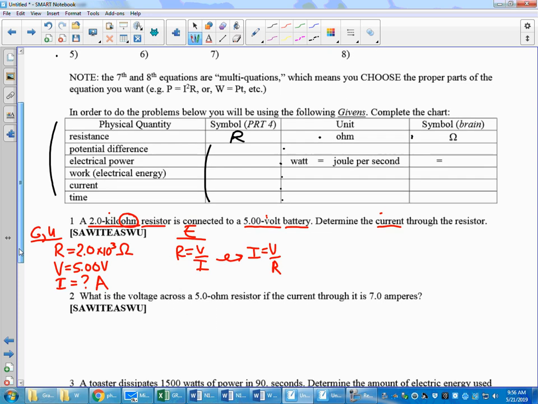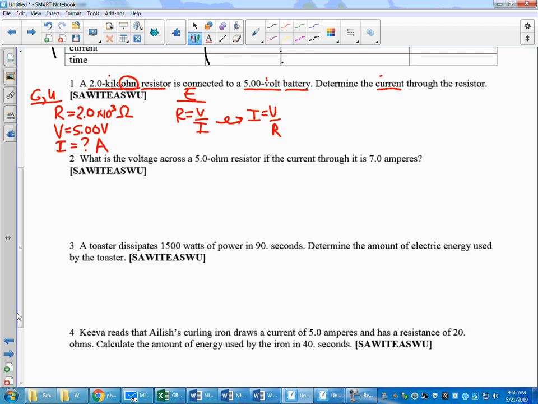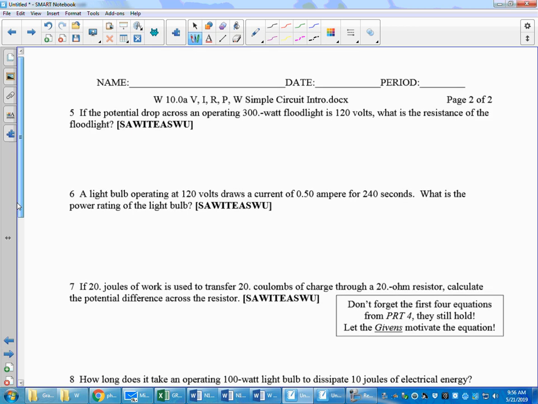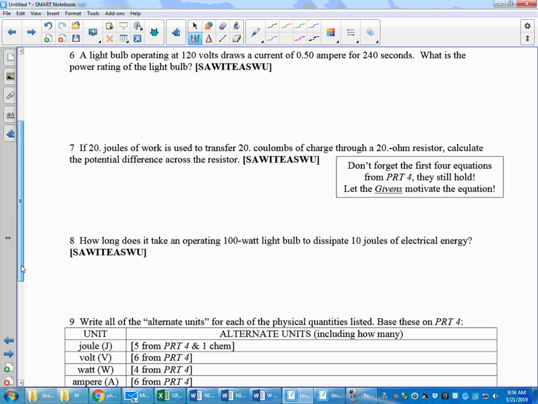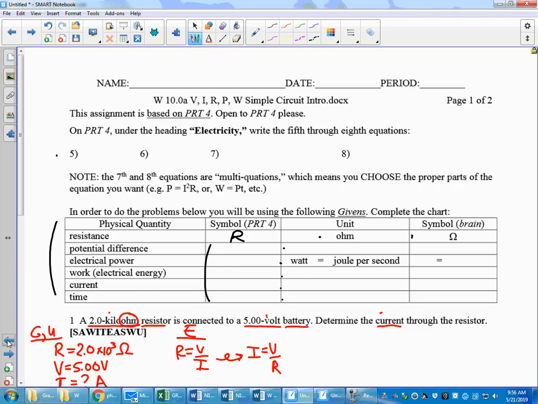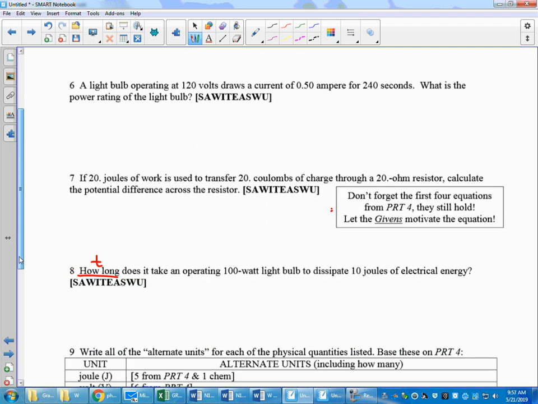So these are all very similar. And you come down to these others, notice 1500 watts of power, so you can use the power equation figuring this out. Okay. On the back, similar problem, similar problem, similar problem. How long, you're solving for time. Also, this note over here, don't forget, the first 4 equations still hold, meaning these 4 up here. So if the givens fit those better than 5, 6, 7, 8, use them. Let the givens drive your choice.